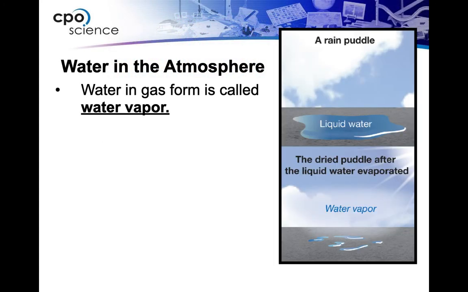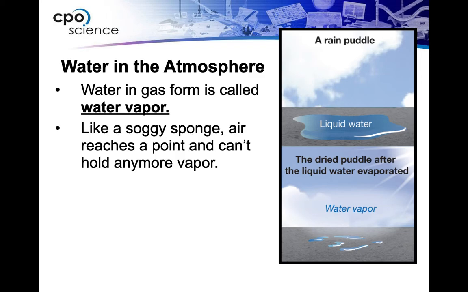Last thing this section talks about is water in the atmosphere, which obviously plays a huge role in weather. Water in gas form in the atmosphere is called water vapor. So when we're talking about water in the air, it is called water vapor. Like a soggy sponge, air reaches a point and it can't hold any more water vapor. So think of air like a sponge. There's times when air can hold more moisture, and there's times when air holds less moisture.